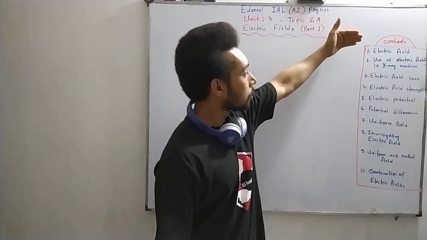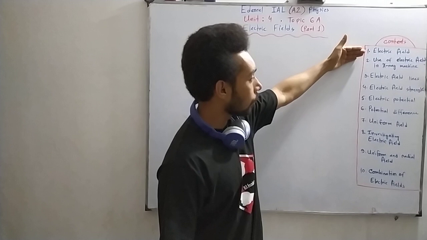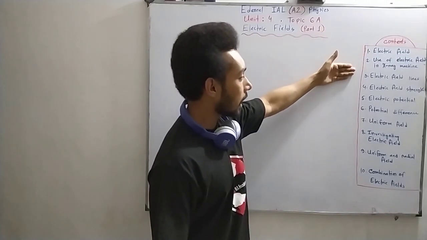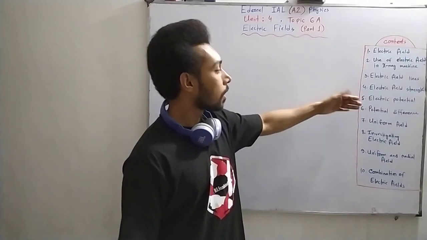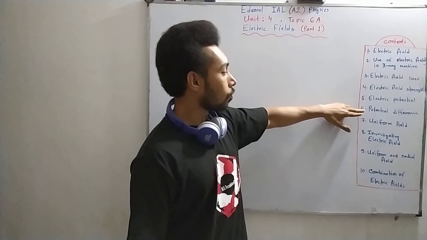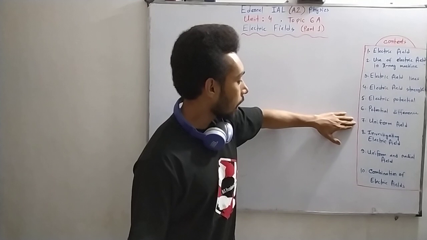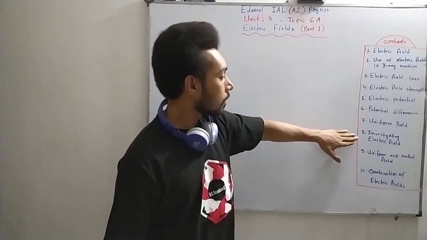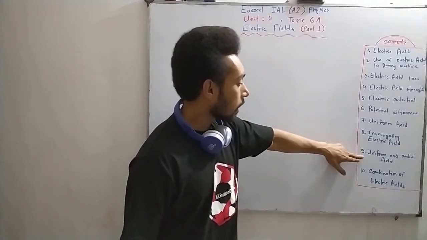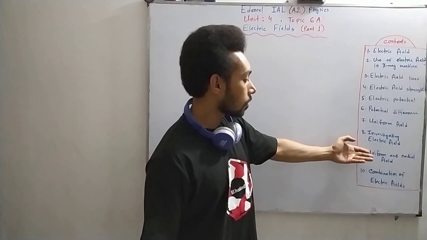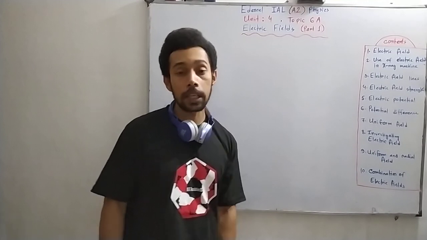and we'll be able to understand what an electric field is and a use of electric field in an X-ray machine, what electric field lines are, what the electric field strength is, what electric potential is, what potential difference is, and we'll discuss in detail what potential difference actually is, and uniform field. We'll investigate an electric field. Then we'll discuss uniform and radial fields, and finally we'll combine some electric fields.